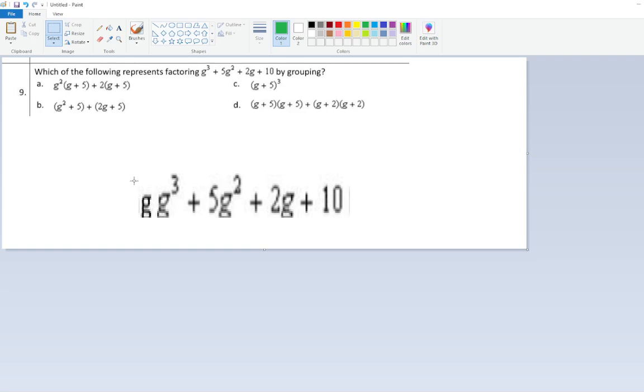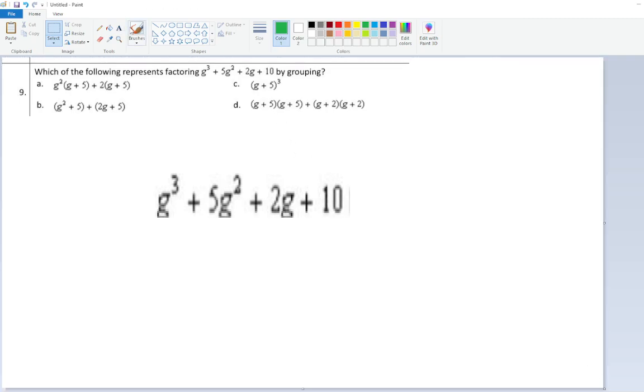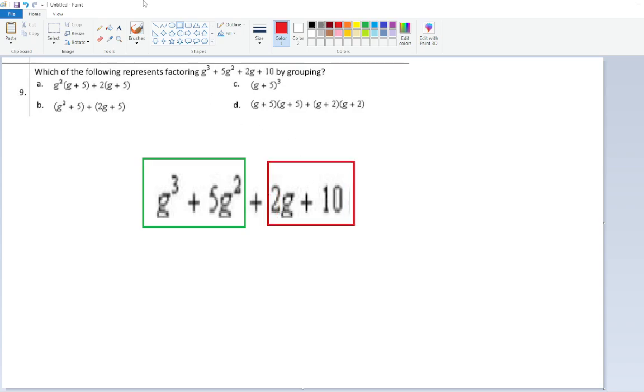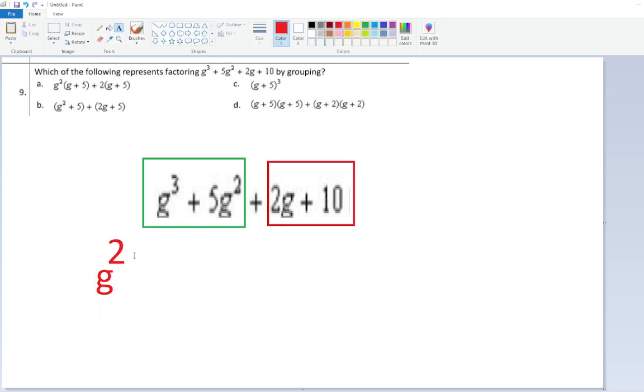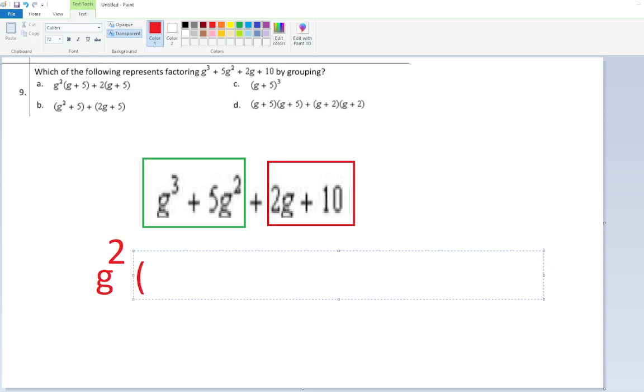Okay. So we've got g cubed plus 5g squared plus 2g plus 10. The only way to factor it is to factor these two separately, and then factor these two separately. Let's look at what this has in common. Well, there's a g squared here and a g cubed, so the maximum I can take out is g squared. There's no number here, and that's a 5, so the only thing I can take out from the left is maximum g squared. When I divide both those things by g squared, and for this you need to practice, I get g cubed divided by g squared leaves g, and 5g squared divided by g squared leaves 5.